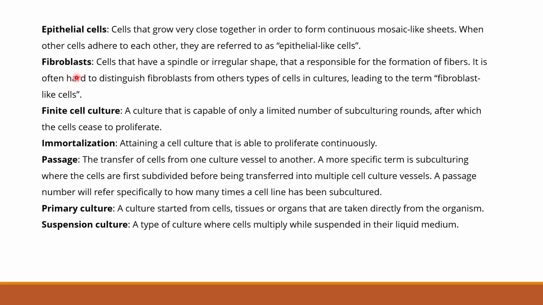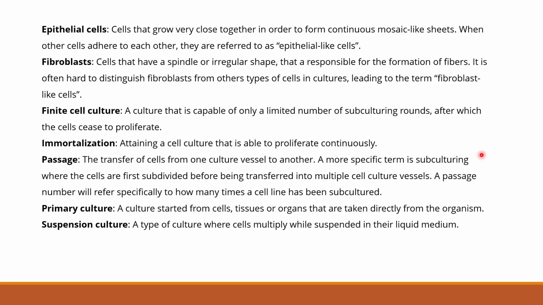So finite cell culture, like I was saying, the number of passages is limited for the cell lines. A cell culture is capable of only a limited number of subculturing rounds, after which the cells cease to proliferate. Immortalization is attaining a cell culture that is able to proliferate continuously. Like I previously said, when you transfect the cells with the SV40 gene or something similar to it, you will make the cell gain the capacity to proliferate on its own. That is known as immortalization.